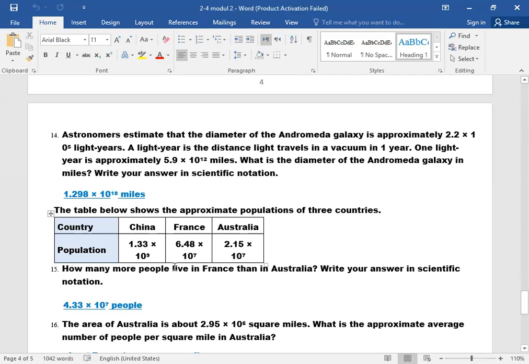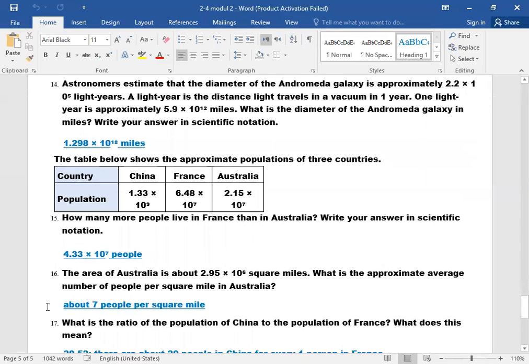It says more in France than Australia, so it should be 6.48 times 10 to the power of 7 minus 2.15 times 10 to the power of 7. Already we have 10 to the power of 7 as a common factor. Then 6.48 minus 2.15 gives 4.33 times 10 to the power of 7 people.